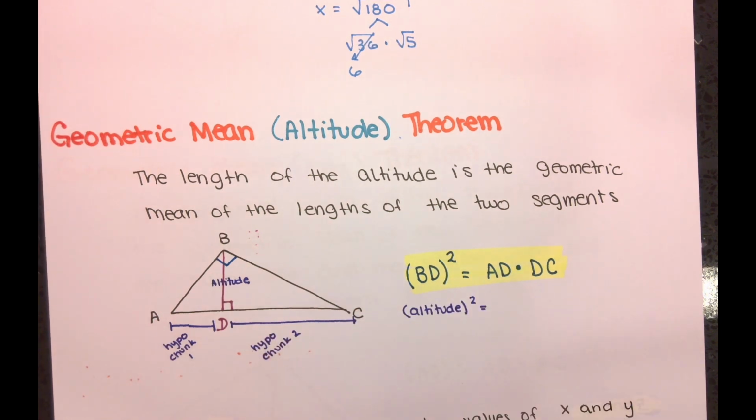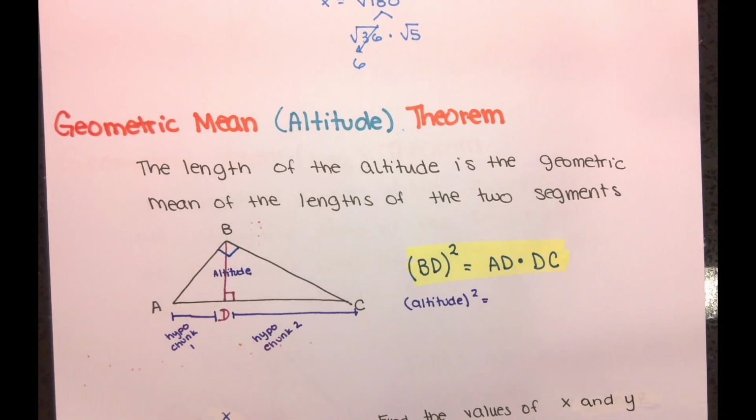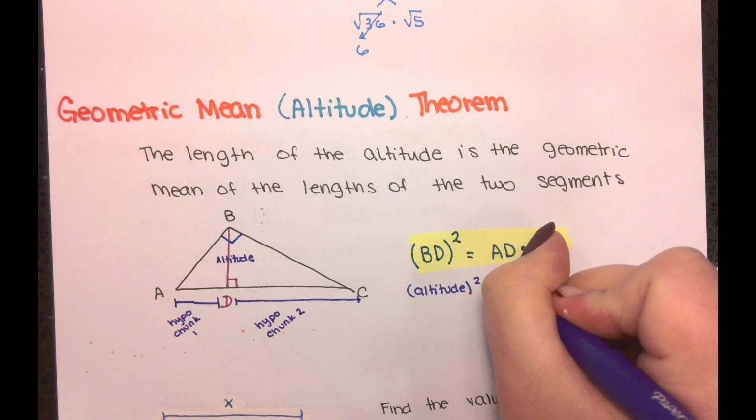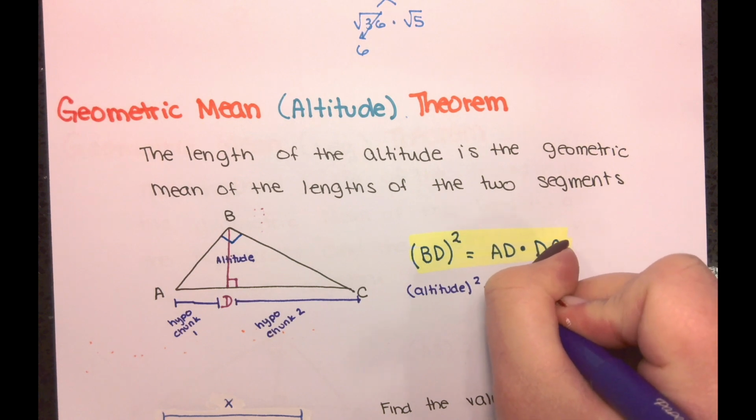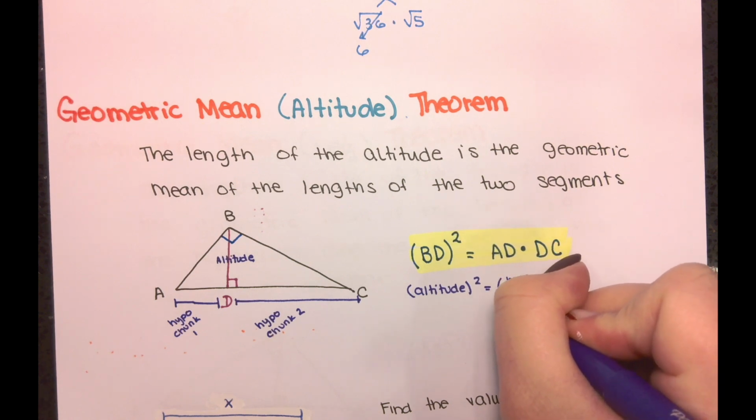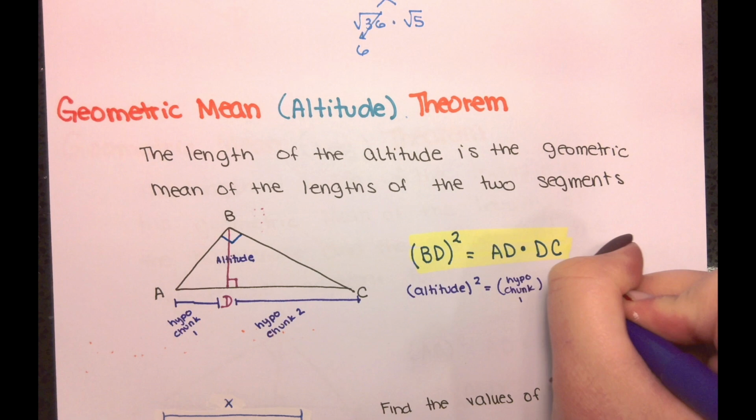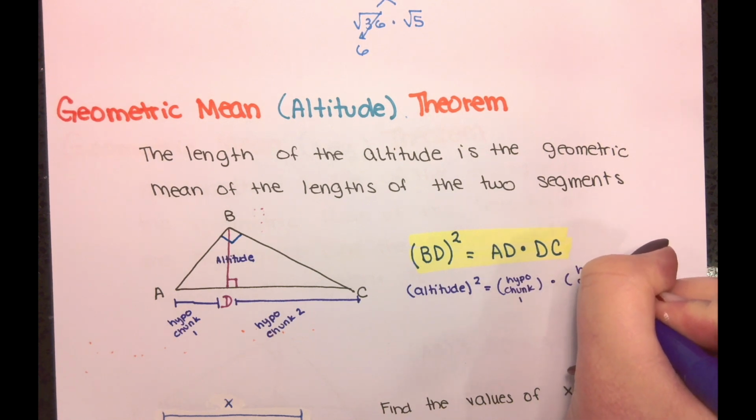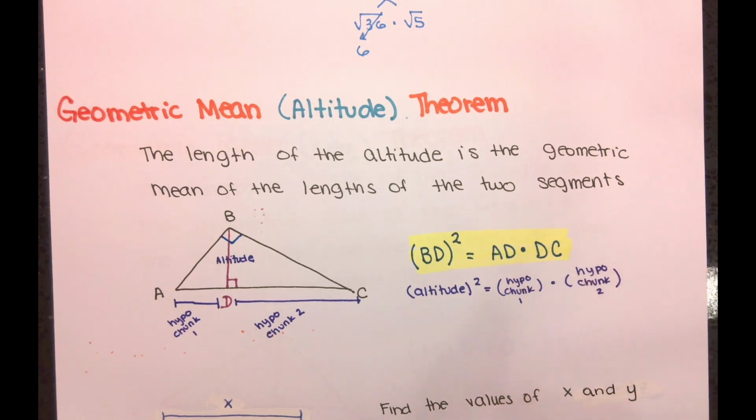I'm chuckling over here because that's definitely not mathematical terminology, but it's the little pieces of the hypotenuse that create the entire hypotenuse. So again, hypotenuse chunk 1, you can call it piece if the word chunk is not your thing. So again, the altitude theorem says the altitude squared is equal to the two pieces of the hypotenuse multiplied together.